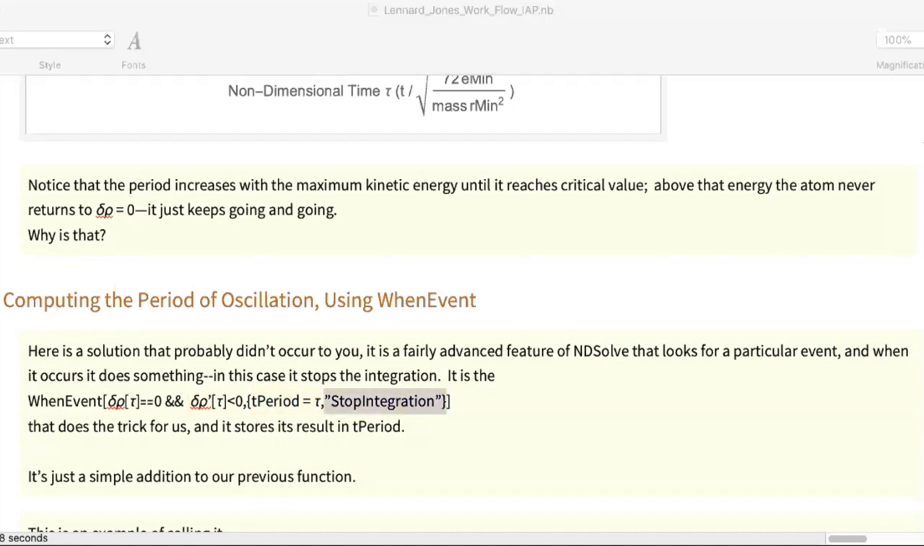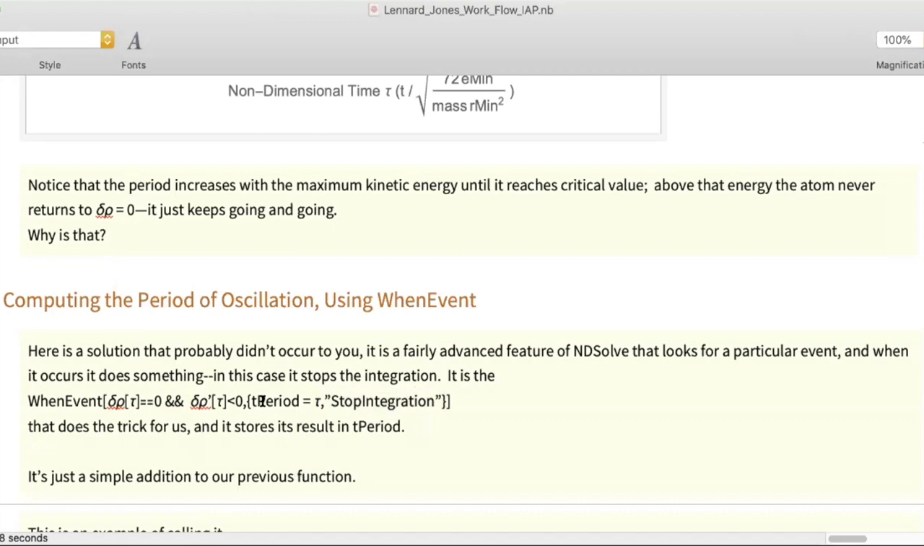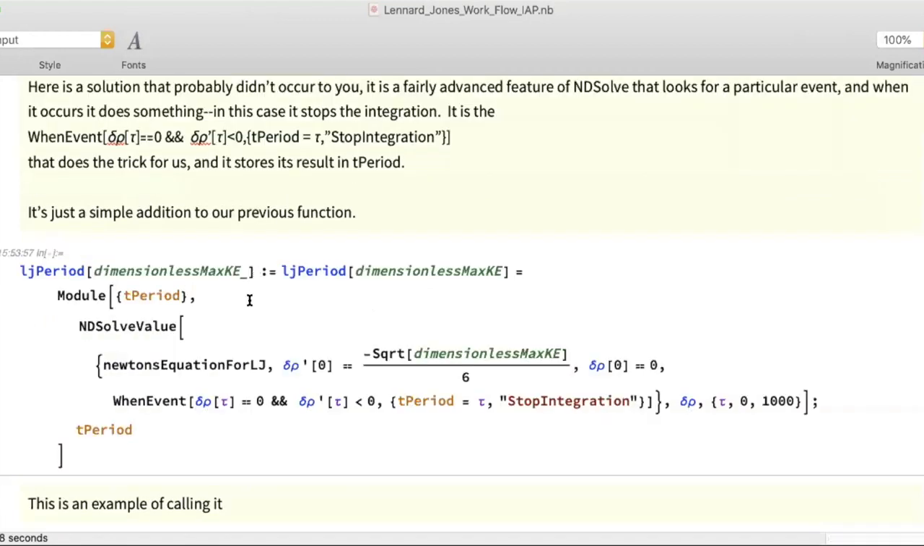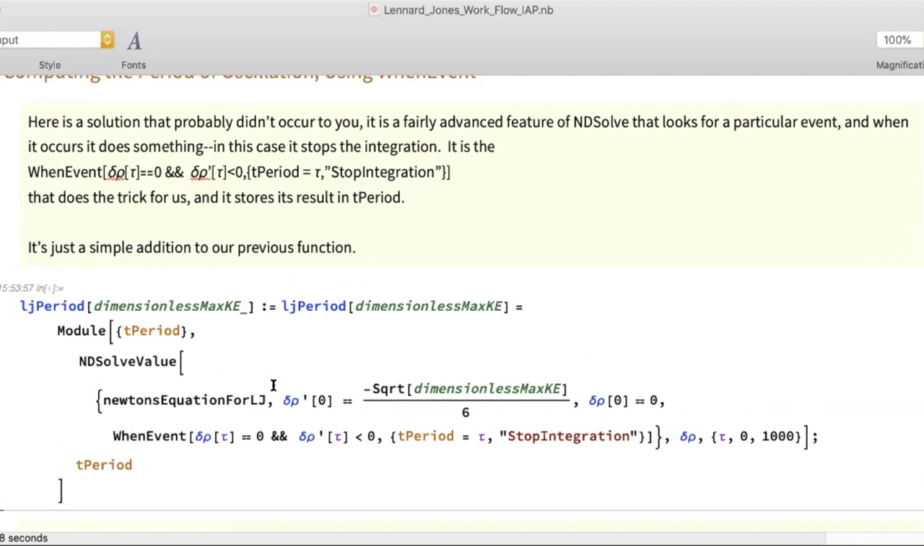Okay, so this is how I'm going to code this up. I'll go through this code a few steps at a time. And it's just a simple addition to our previous function. Our previous function pretty much just did this. And what I've done is added, sorry, it was this part here, sitting here.